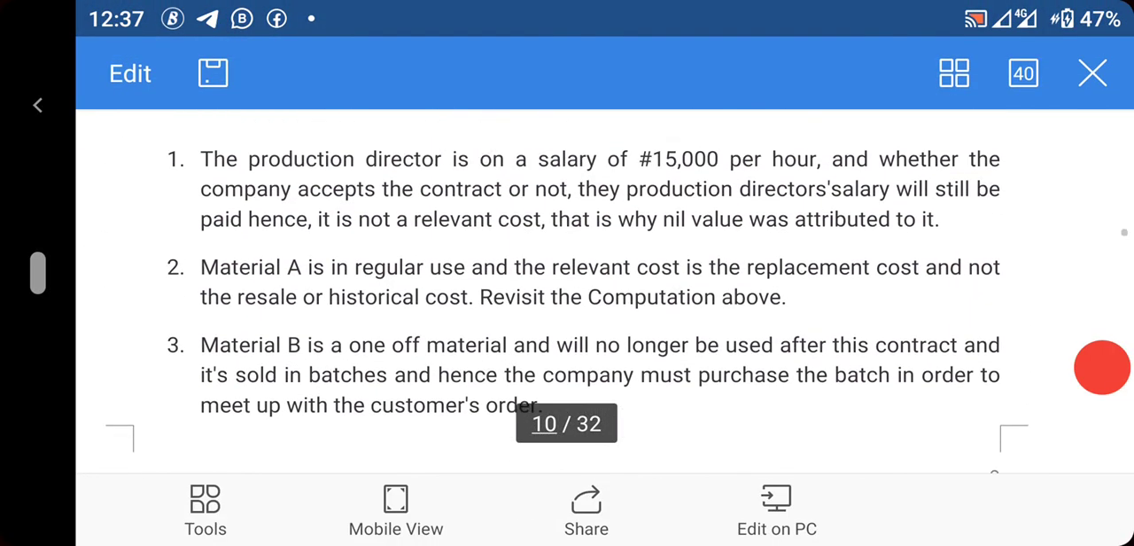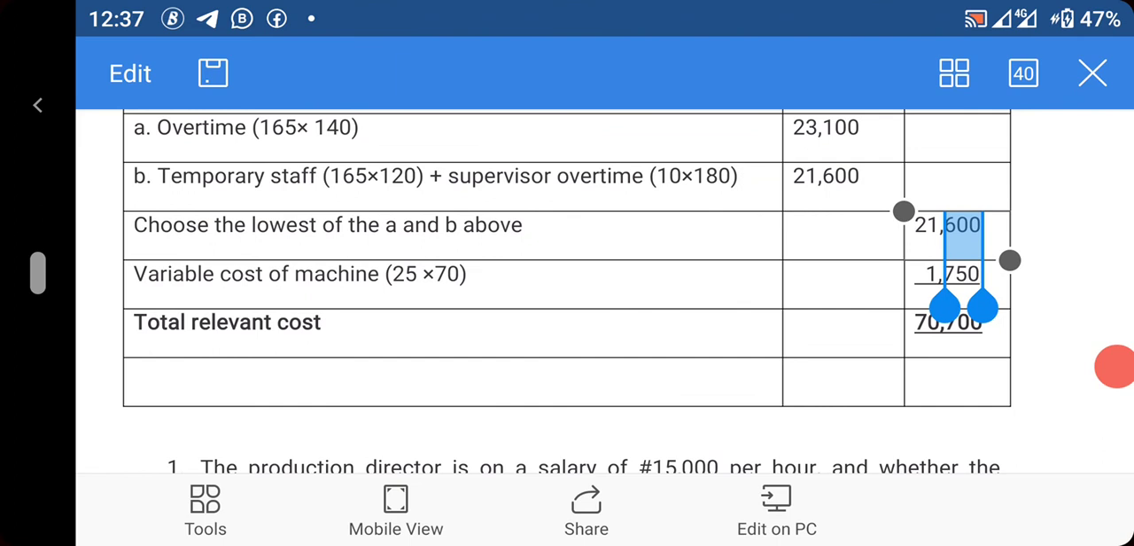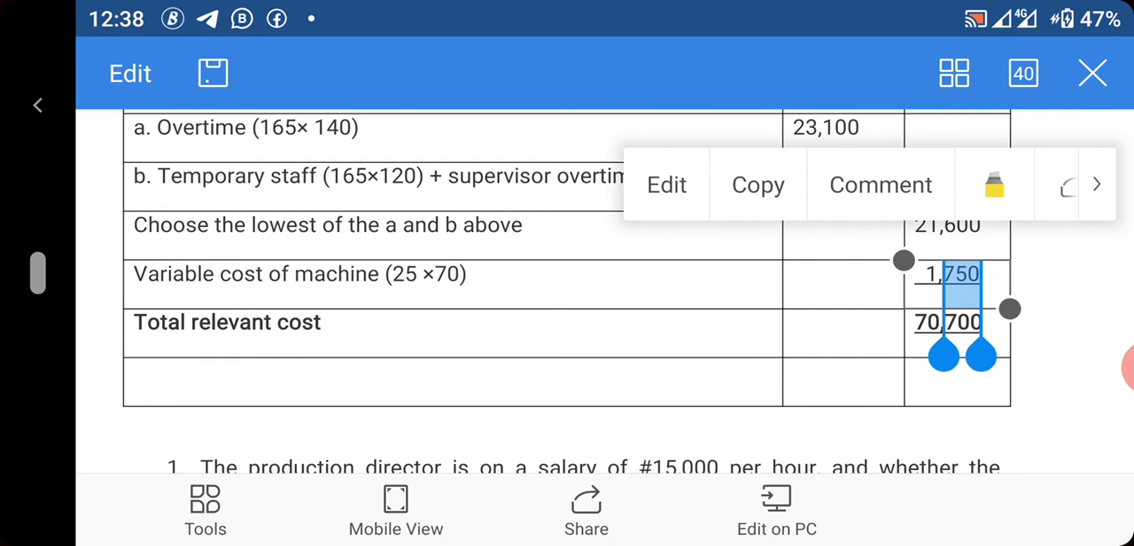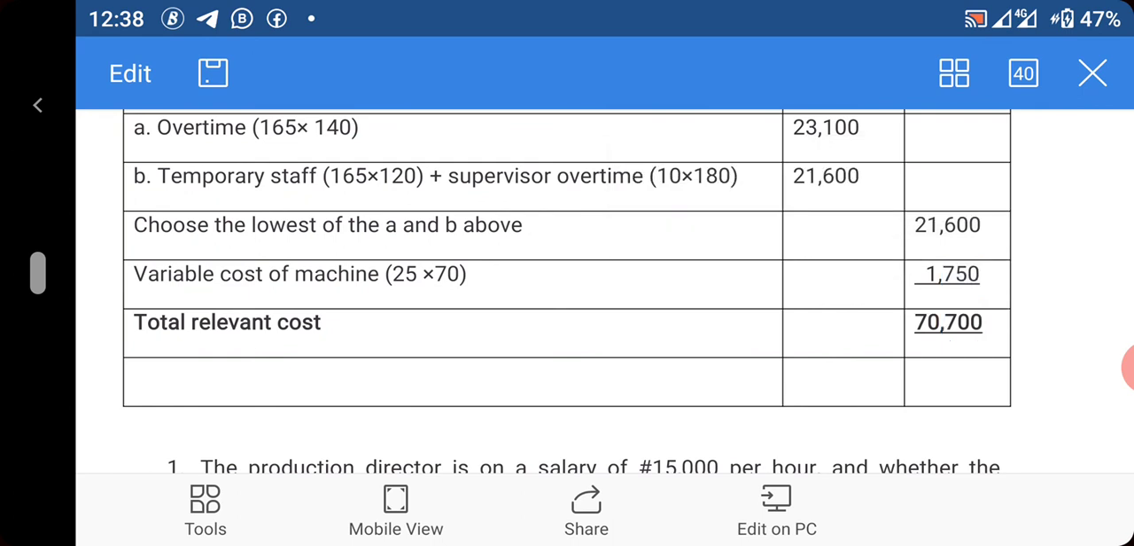We'll now revisit the solution, and it says it is 25 hours and the cost per hour of running it is 70 naira. So remember, when I was explaining, I did say the variable costs are relevant costs as the case may be. So we have this, and that is all about this cost. So when you total it, you have 70,700. That is the relevant cost of doing that contract, and that is it for that. I hope you understand.